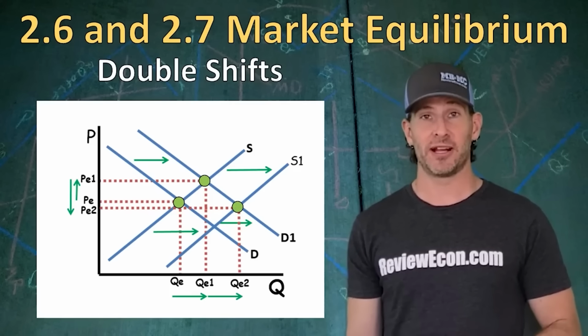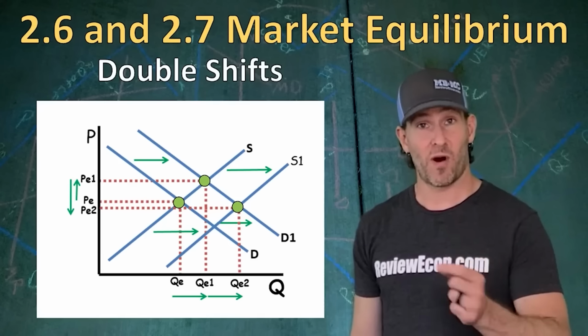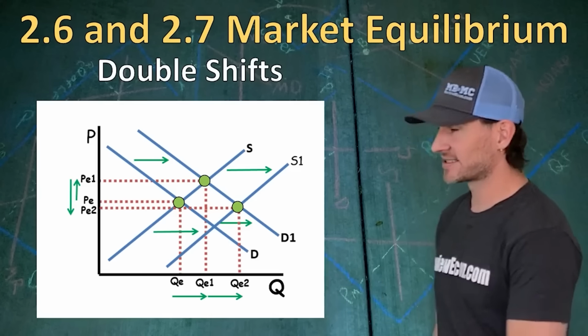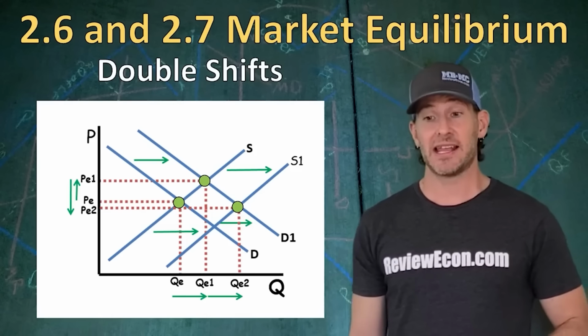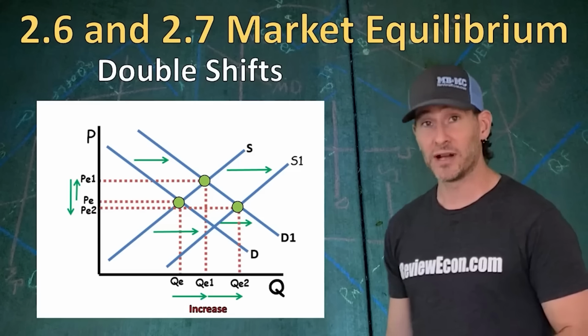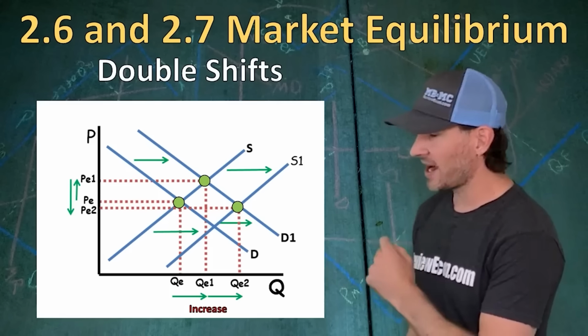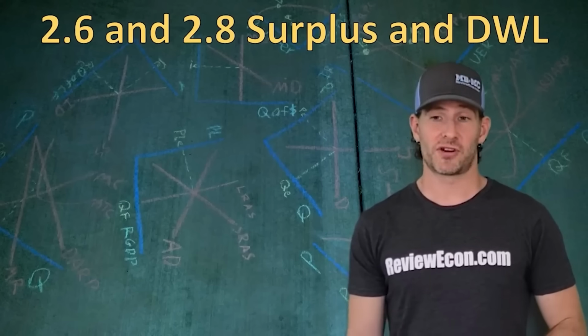third equilibrium point, and here on that x-axis, the quantity increased on both shifts, whereas the price increased with one shift and decreased with the other shift. Equilibrium quantity will be determined as an increase, but the equilibrium price will be indeterminate. On to a new concept.